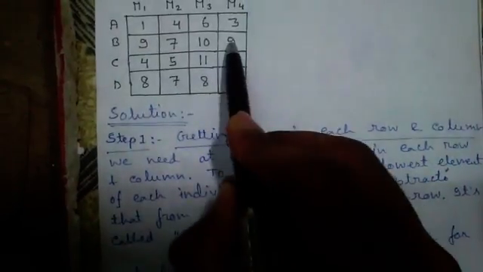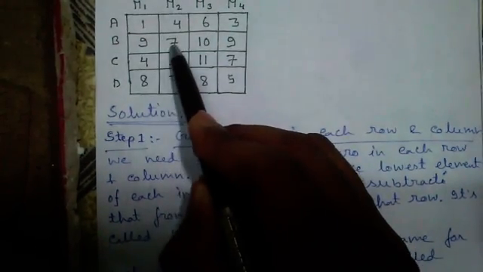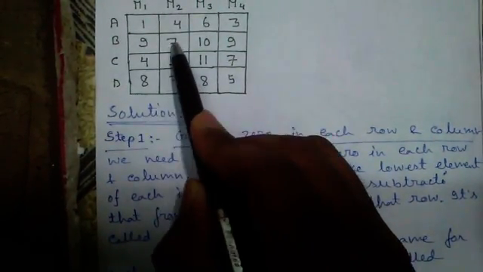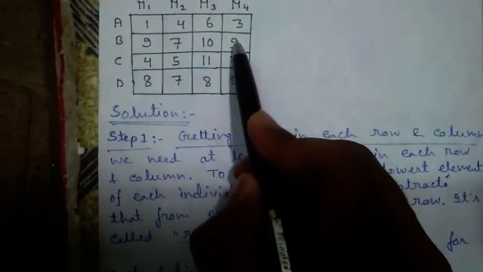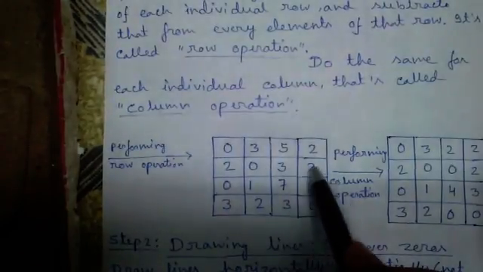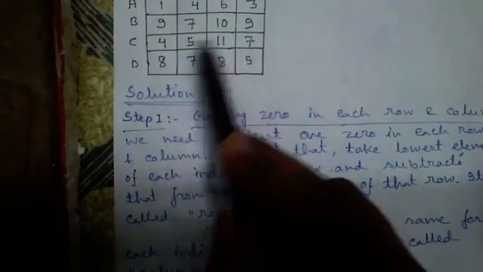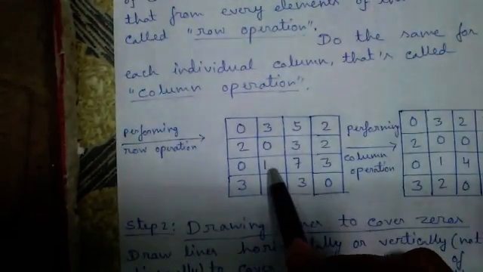Do the same to row 2. The smallest element is 7. 9 minus 7, 2. Here 0. 10 minus 7, 3. And 9 minus 7 is 2. So 2, 0, 3 and 2. Perform row operation on each of the rows, and ultimately you will get our new matrix.